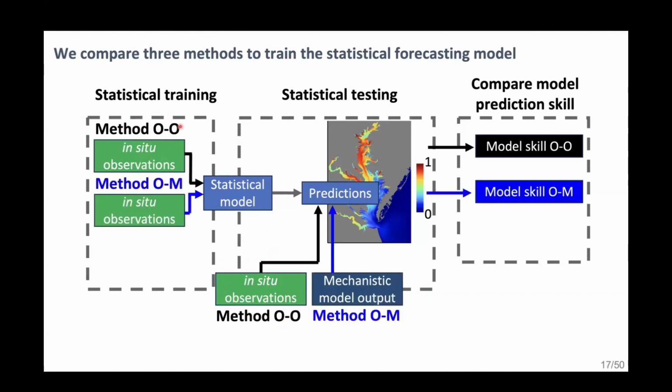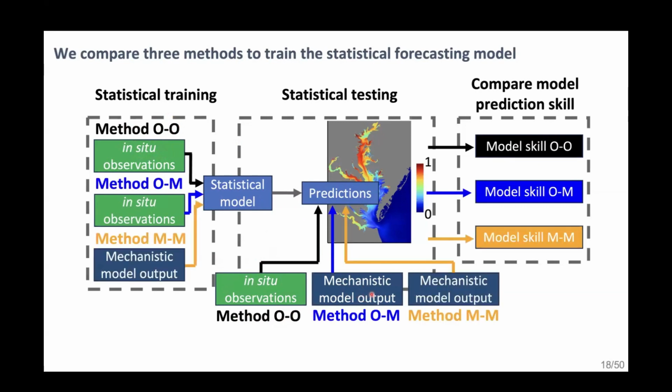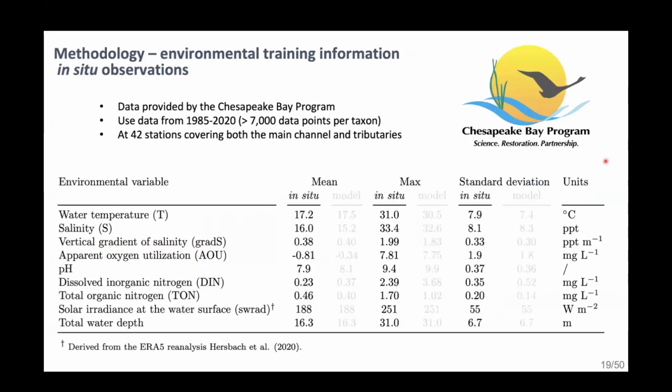In the second method, we again train the model using in situ observations, but this time we apply the model using mechanistic model output. So we test it using mechanistic model output. And then in the third method, we train and apply the model using mechanistic model output. And then finally, we compare the corresponding model prediction skill to see whether we can train a model using in situ observations or whether we should train new models using a mechanistic model output. That's basically the idea. Okay, before we look at the results, I will have to show you the methodology.